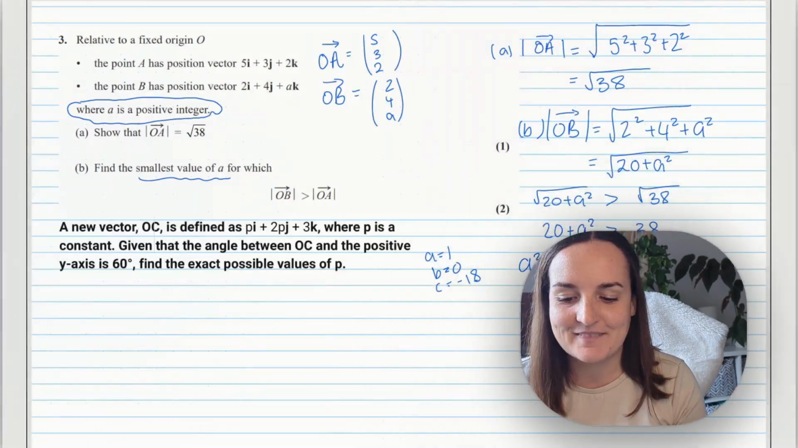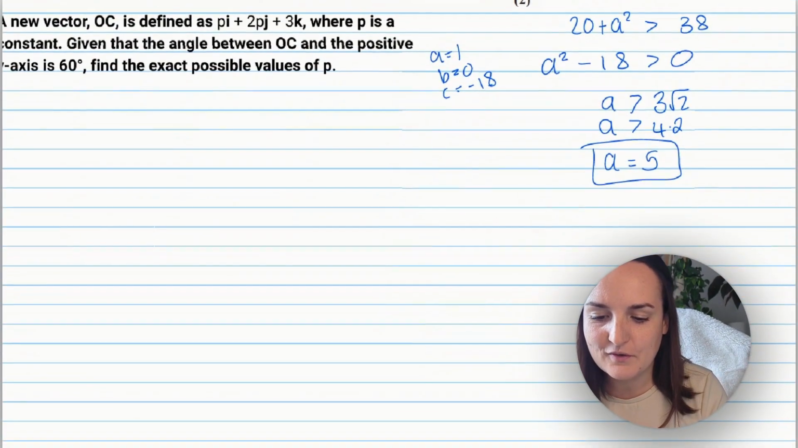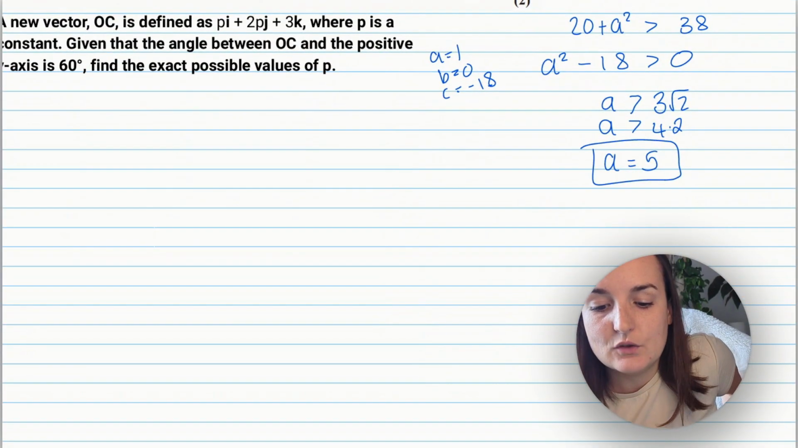Now I'm going to reveal the bonus part question, which is a little bit trickier. Okay, let's have a look. So we've got a new vector, and it's defined as p, 2p, and 3.